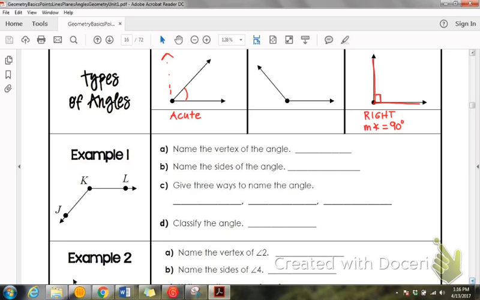Okay, anyway. So any angle that's acute has a measure that is less than 90.